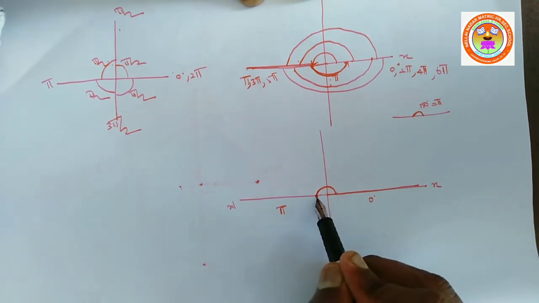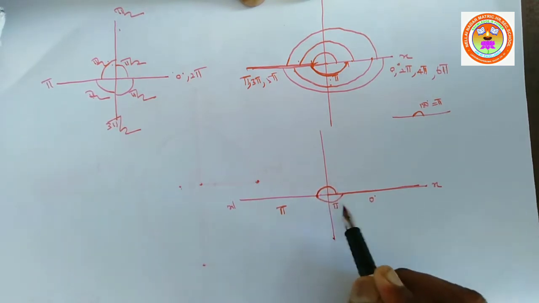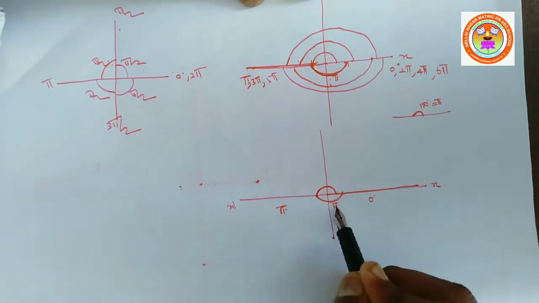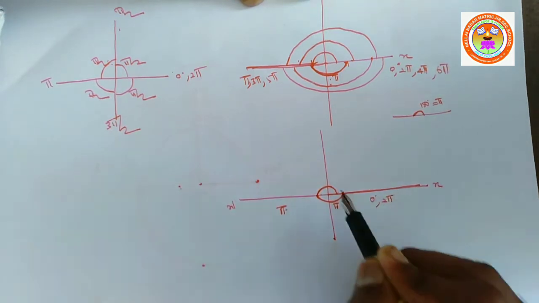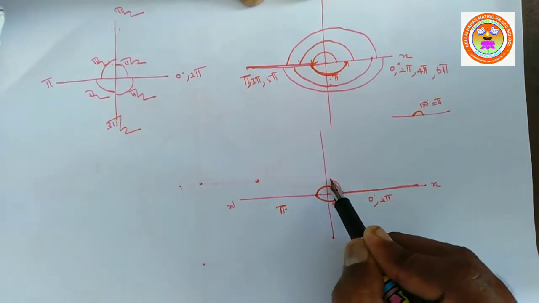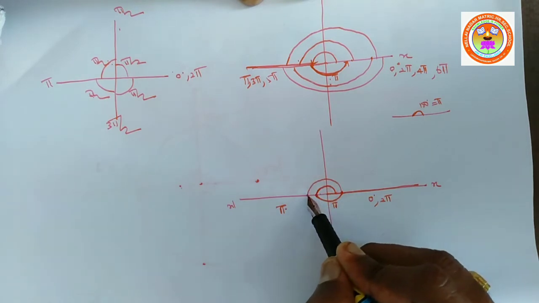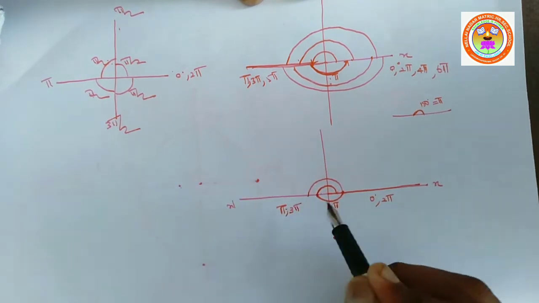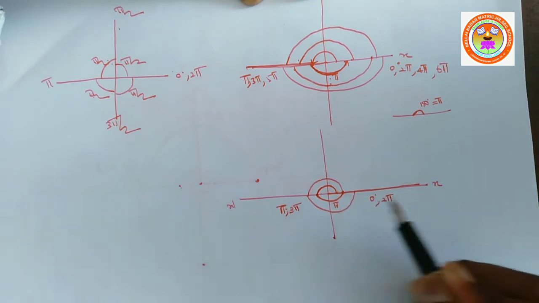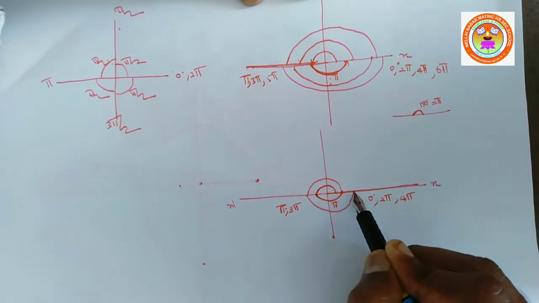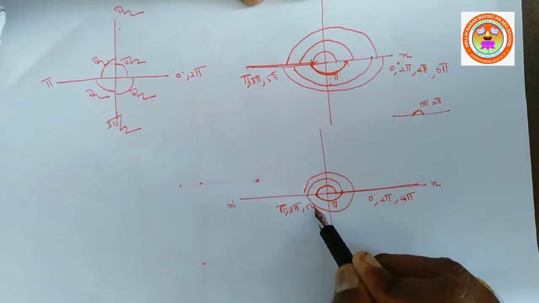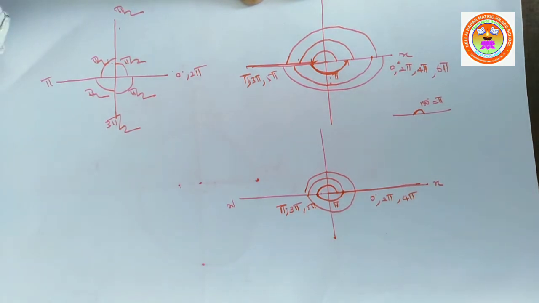After reaching pi, it travels another pi. So this is also pi only now. Pi plus pi gives us 2 pi. Now this is 2 pi. This 2 pi travels another pi. 2 pi plus pi gives 3 pi. This 3 pi travels another pi, which gives us 4 pi. This 4 pi travels another pi, which is 5 pi. So 0, 2 pi, 4 pi, and 3 pi, 5 pi.